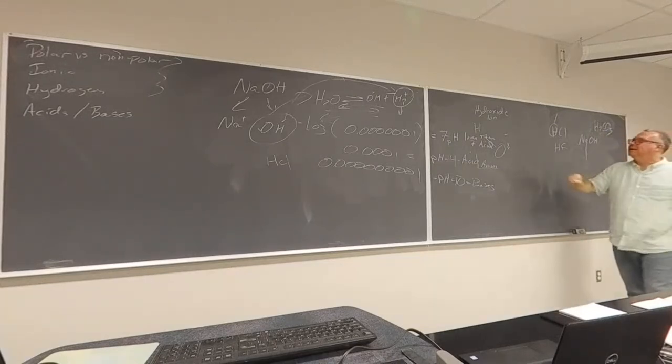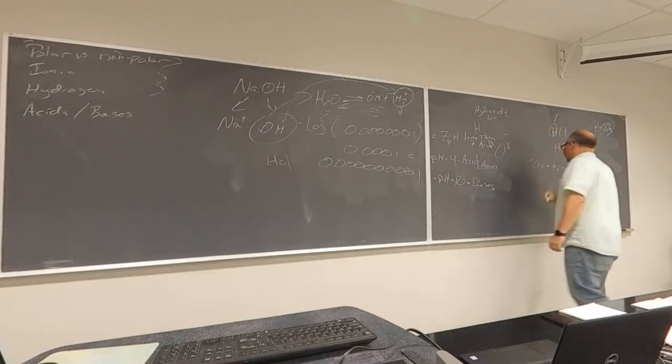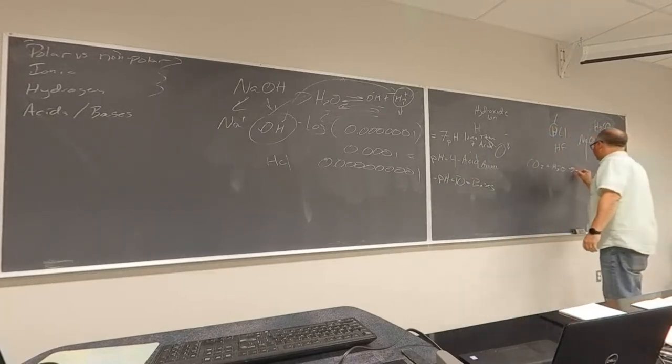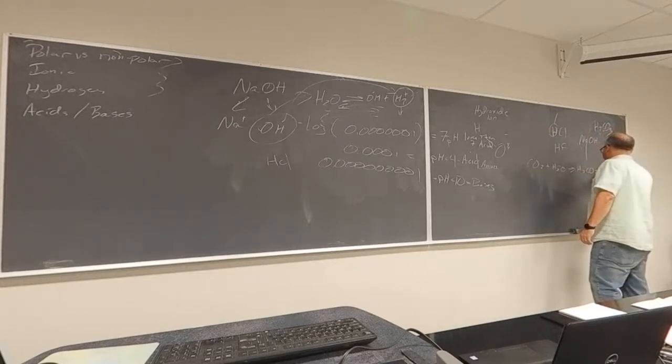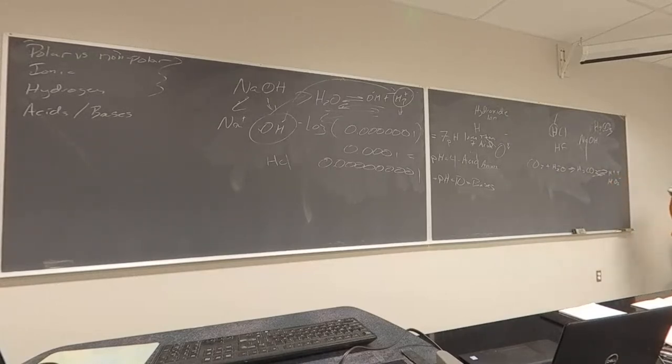And you do that by taking CO2 and H2O, and you get H2CO3, which then comes apart into H plus and HCO3 minus, right? And your Coca-Cola is a little bit acidic because of that.